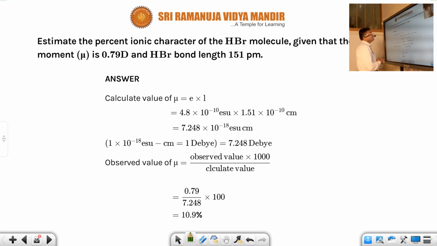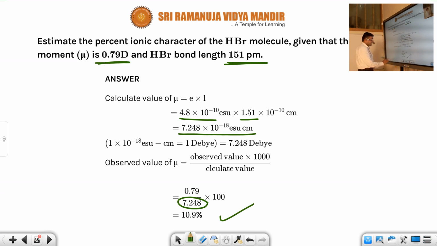Similarly, let us calculate one more. It is full charge 4.8 into 10 power minus 10 ESU, and the bond length is given, the distance of separation between two atoms. Naturally, ESU centimeters is coming. This is called debye. That is 7.28. This is the 100% value. But how much is the observed value given? Only 0.79 is given. So 10.9% is the ionic character.